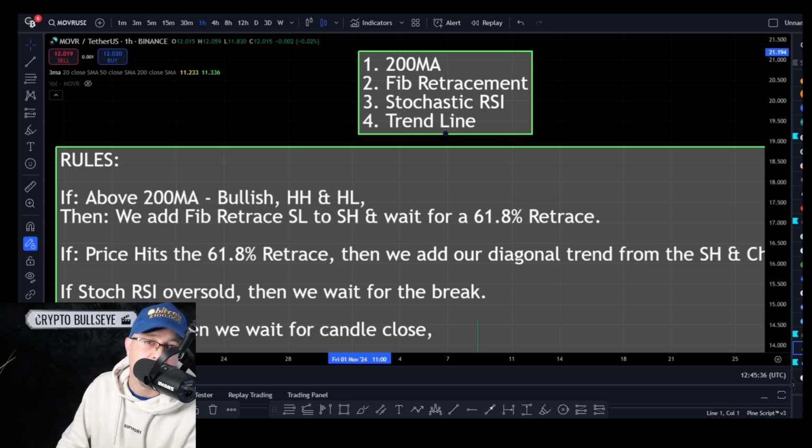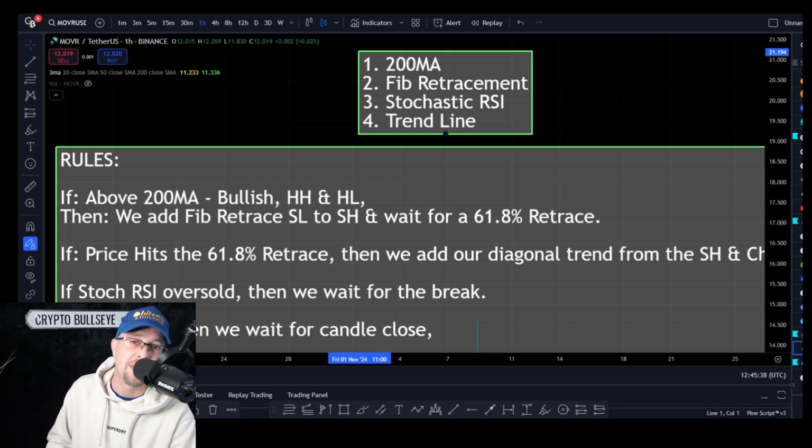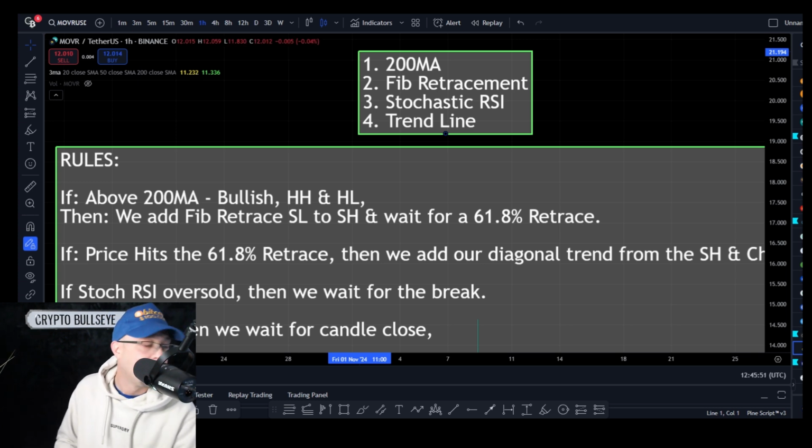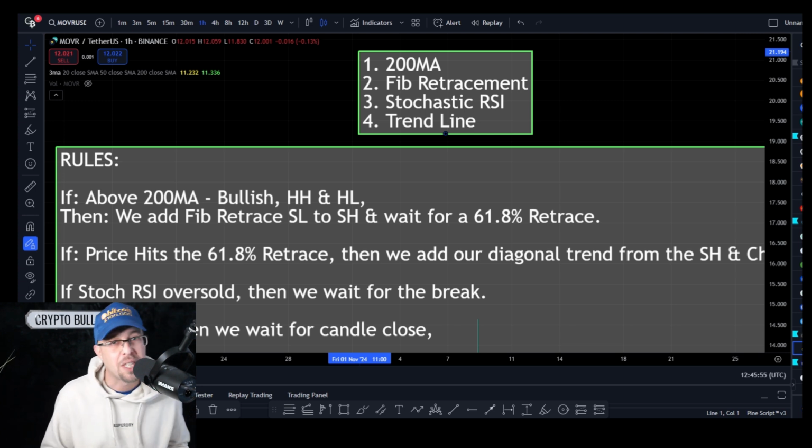So the metrics we're going to be using today is going to be the simple 200 daily moving average. That's going to identify whether we're bullish or whether we're bearish. The Fibonacci retracement, and I'm going to simplify that even more by tailoring it. The stochastic RSI, which is going to tell us if the market's overbought or oversold, and a simple trend line. The trend's our friend till the bend at the end. So stay tuned right to the end.